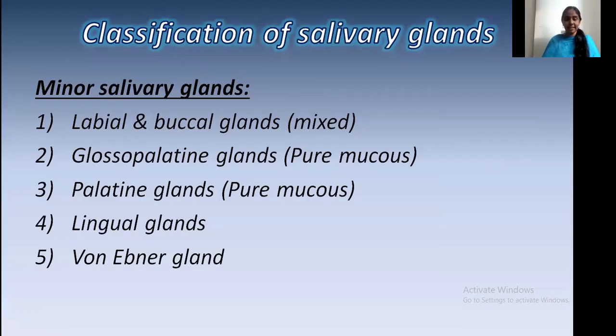Minor salivary glands are of 5 types: labial and buccal glands, which is a mixed salivary gland; glossopalatine glands, which is a pure mucus gland; palatine gland, which is a pure mucus gland again; lingual glands; and von Ebner glands.